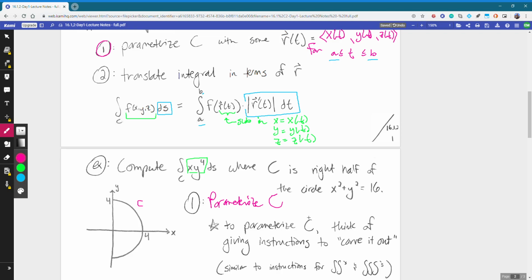And what I want to communicate is, in order to get a parameterization, we can think about giving instructions like we've already been doing with giving instructions for double integrals and triple integrals. And so I want to show how that can play out from a couple of different perspectives. The first perspective we'll take is that this curve is part of a circle. Well, polar deals very well with circles, and so let's think about that.